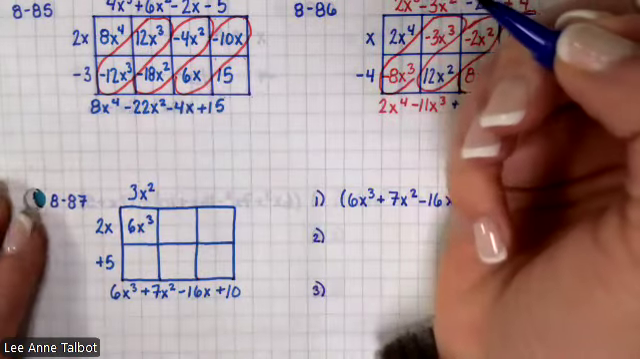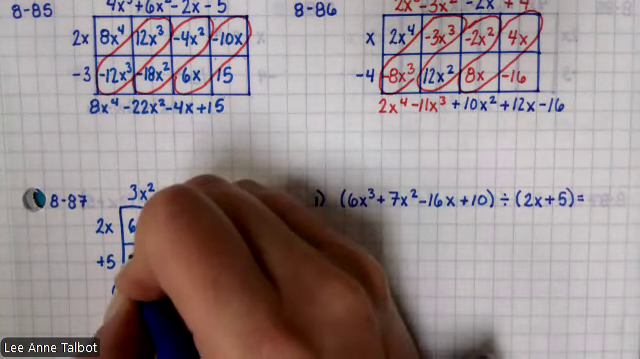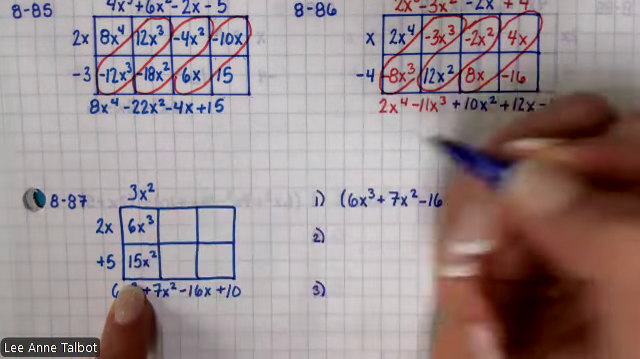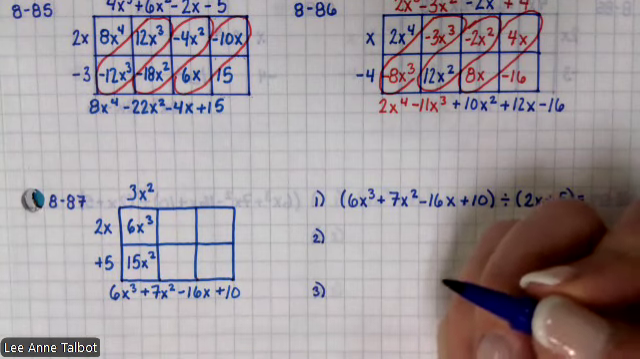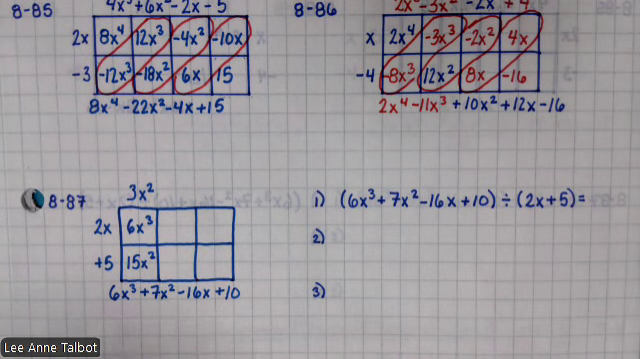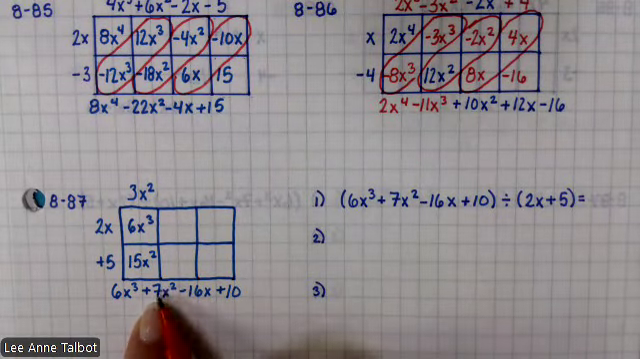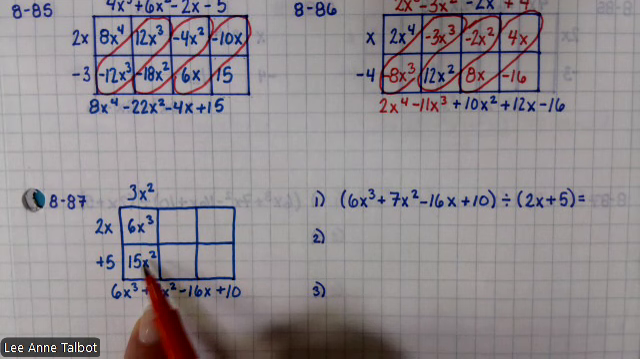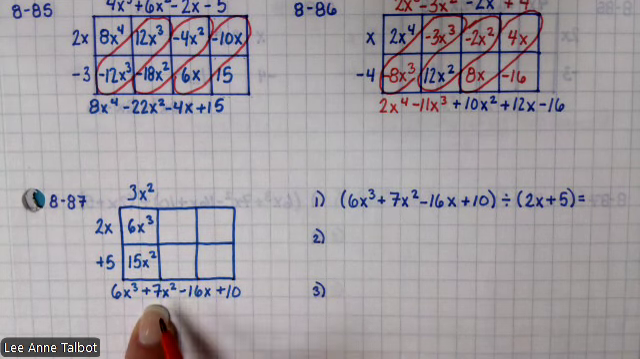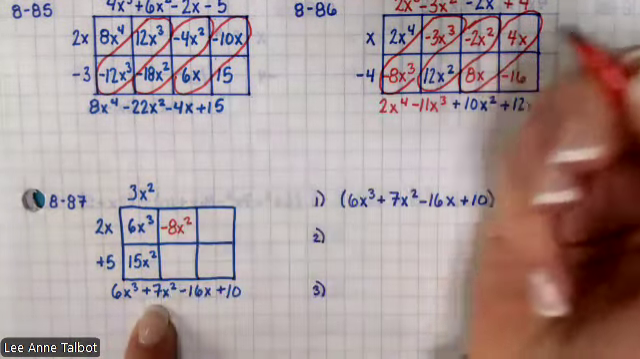3x squared. What does this have to be? 15. Okay, this is the moment of truth. If you can do the skill that we do in the next 2 seconds, you've got this whole lesson and we can be done. There are 7 total x squareds. I have 15 x squareds. I have 15. I only want 7. So I need to take away 8x squareds.